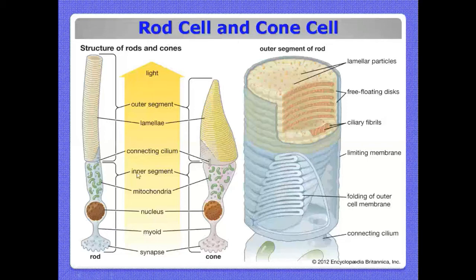Mitochondria is there in both the areas. This is the inner segment. Then this is the connecting cilium, which connects the outer and inner segment in both the areas. But when you come to the structure of the outer segment, that is where they differ. See, the shape of the outer segment is looking like a rod here. That is why it is called a rod cell.